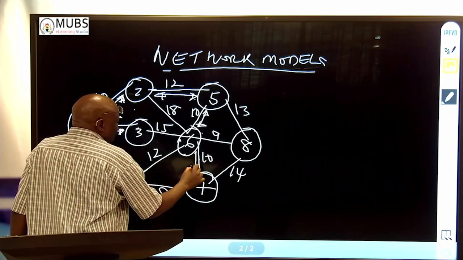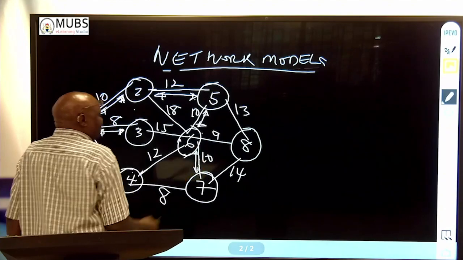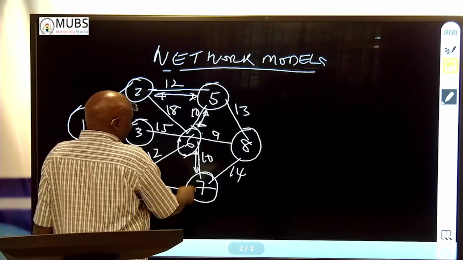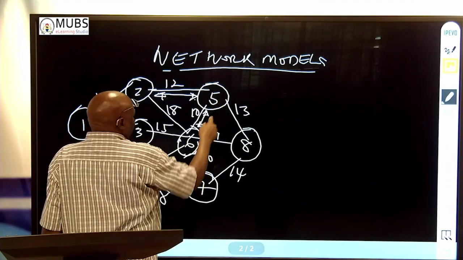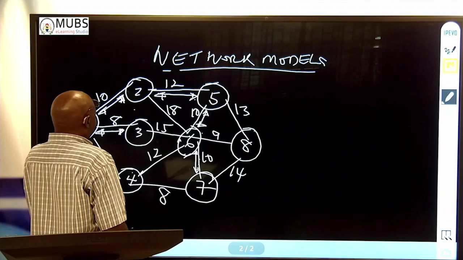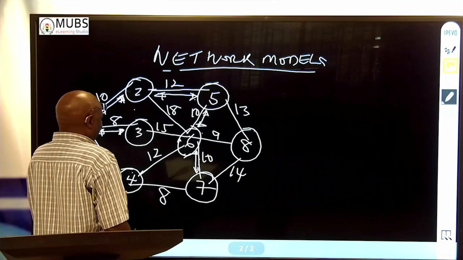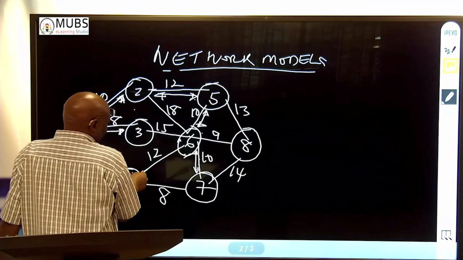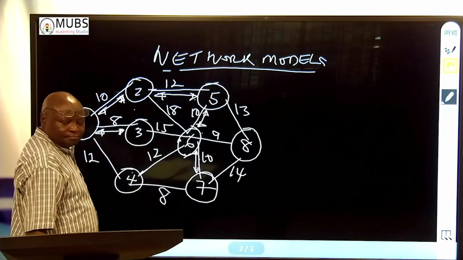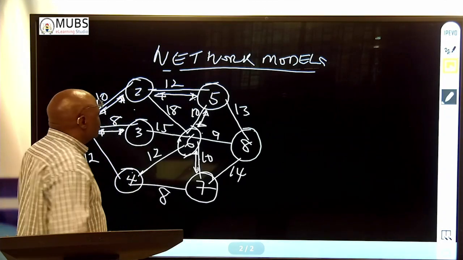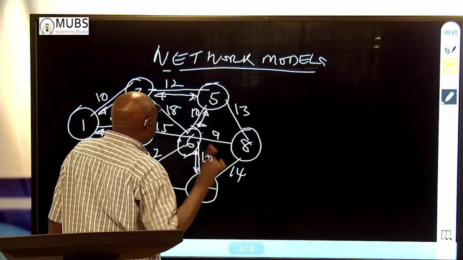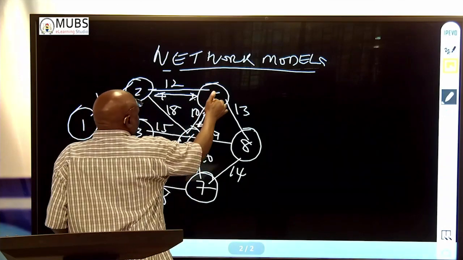So we connect 6 to 7. Now 7 is connected, 5 is connected, 6 is connected. This one is not yet. 1 is connected, and it can supply here. So 6, this would be 12. No, there's an error here. There's an error.